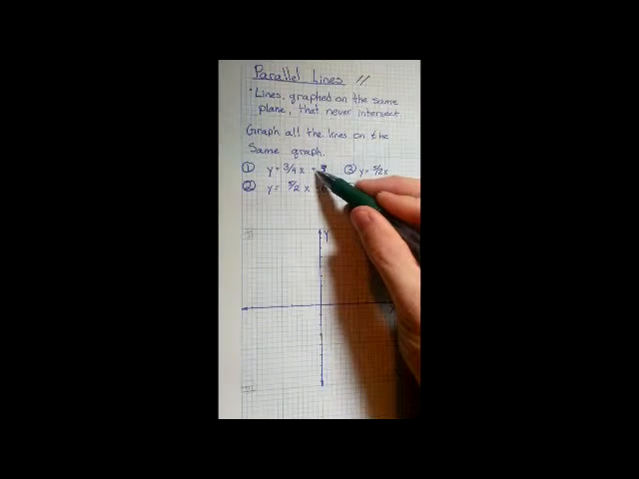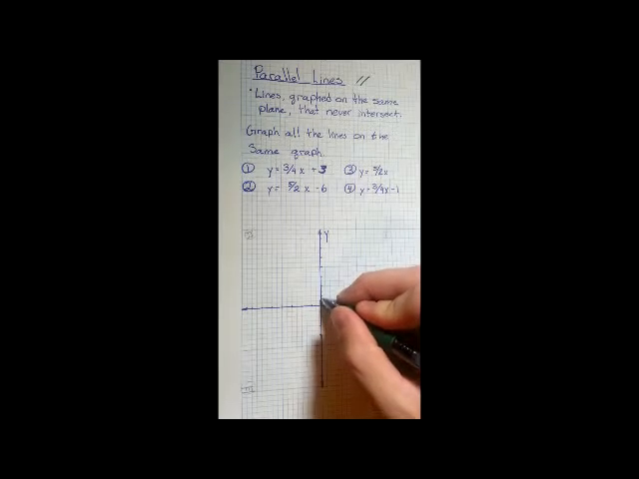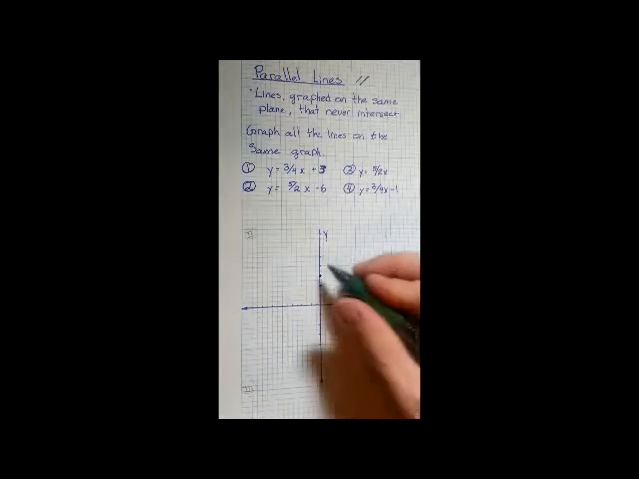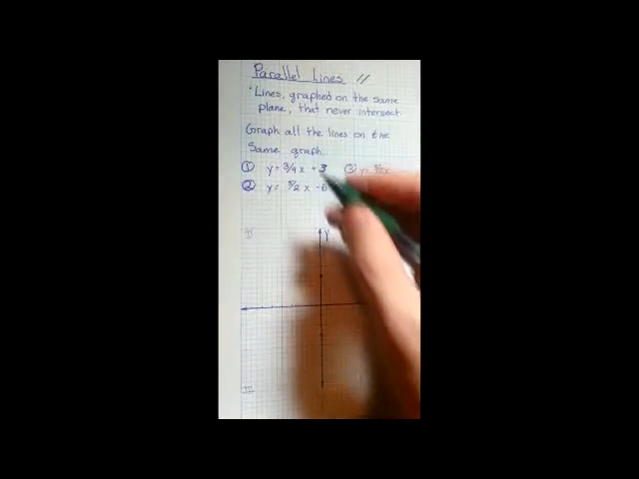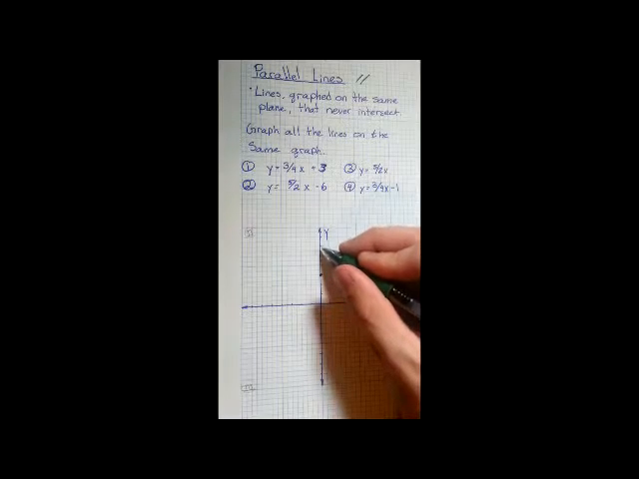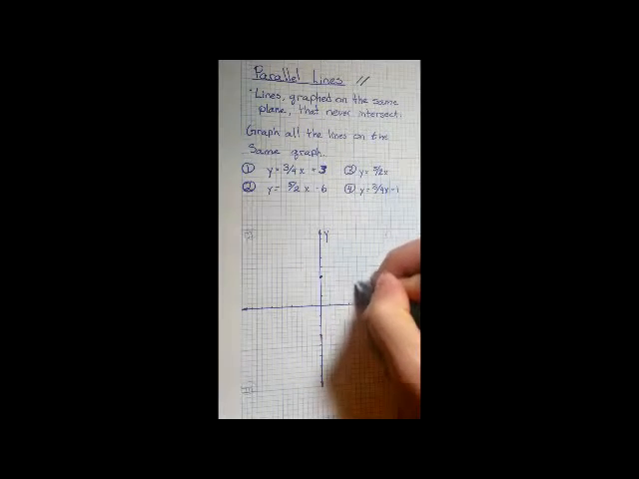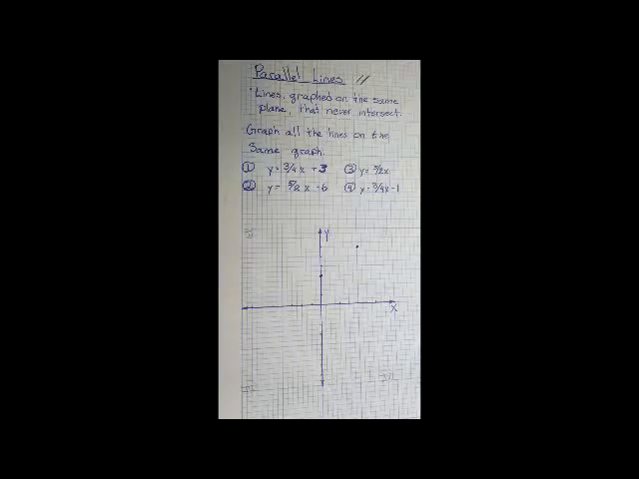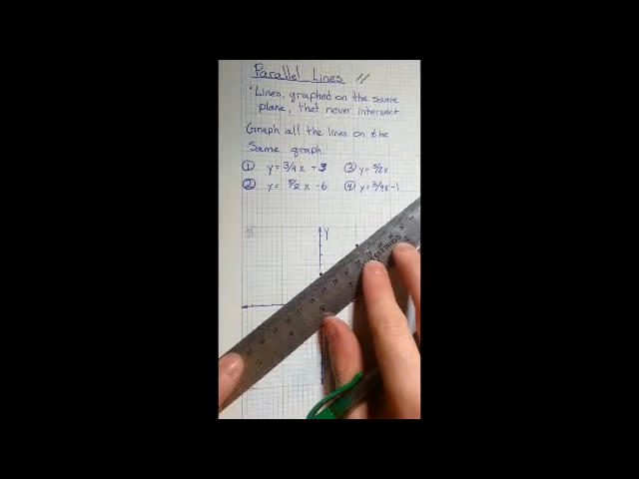The first equation has a y-intercept of 3 that says you cross the y-axis at 0, 3. From this point, we'll count the slope up 3 over 4. So we'll go 1, 2, 3 units up, over 1, 2, 3, 4 units. There's our point. Once we have both points, simply connect the dots to graph the line.